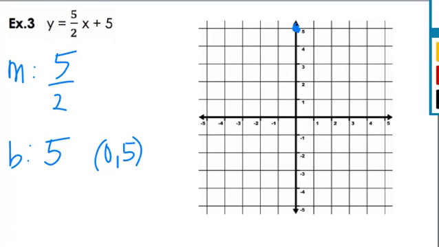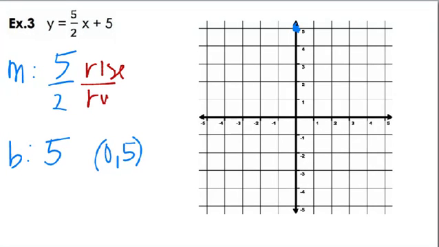Now my slope is 5/2, which means I rise 5 and I run 2. But if you notice that this is really bad, there's no way I can graph this next point if I try to rise 5 and run 2, because I'm completely out of graph paper. I can't even kind of figure it out. So here's what happens. I want you to look at this for a minute.